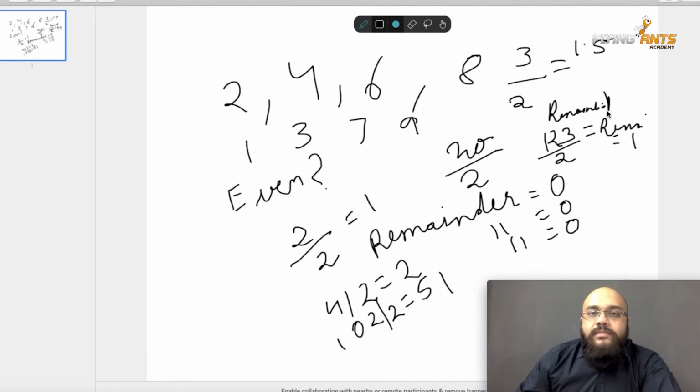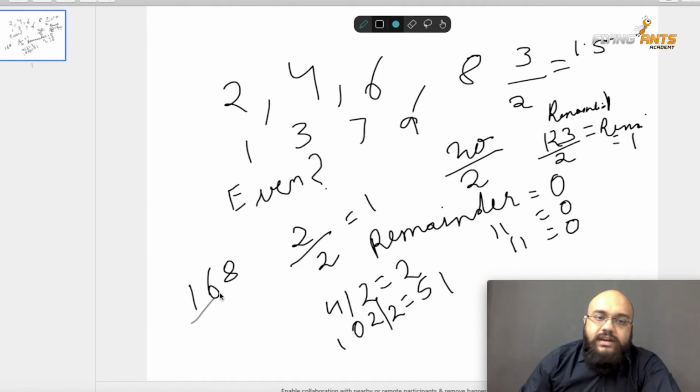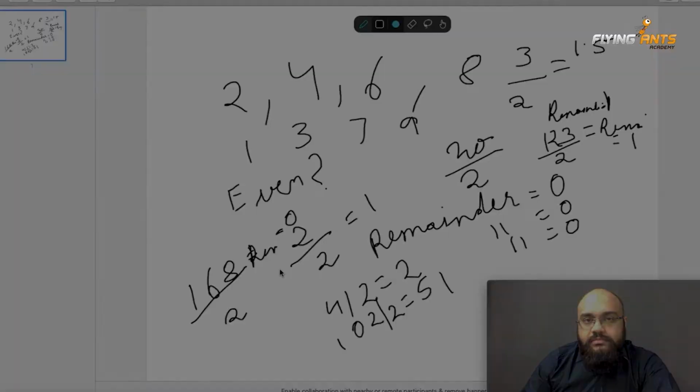So let's say we are given a problem statement to find out if a given number is even or not. Let's say we are given a number 168, for example. We want to find if it's even or not. So very simple, because from this logic we know we just have to divide this number by 2. If we get the remainder equal to 0, then of course we know that this is an even number. Otherwise this is not an even number.